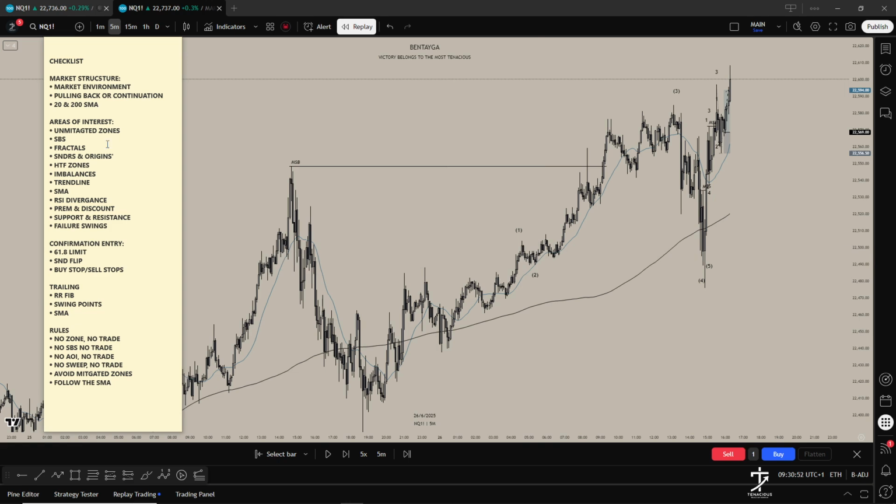So as I was saying, we probably have a lot of SNDRs origins within this swing leg. In my lenses, we probably have that. Obviously, we had a trendline break on a lower time frame, which I'll get to in a minute.